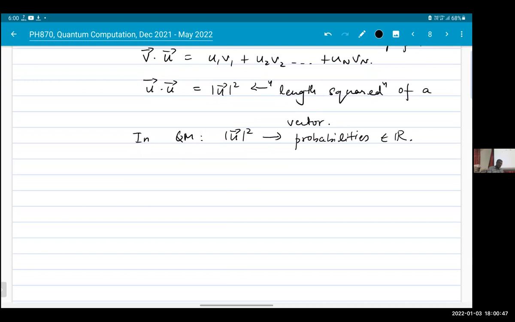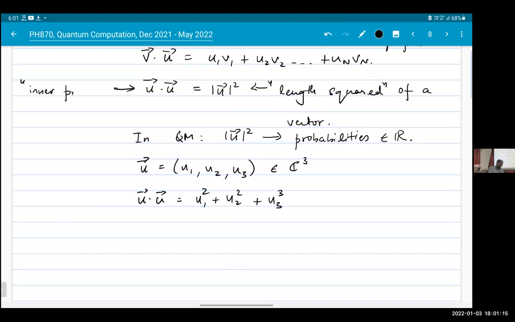is what creates a problem for us. Because now let's say that U is a, these are complex vectors now, right? These are complex numbers. So if I take U dot U, right, my naive inner product, this is called the inner product, right? Also called the scalar product. Is this a real number in general?